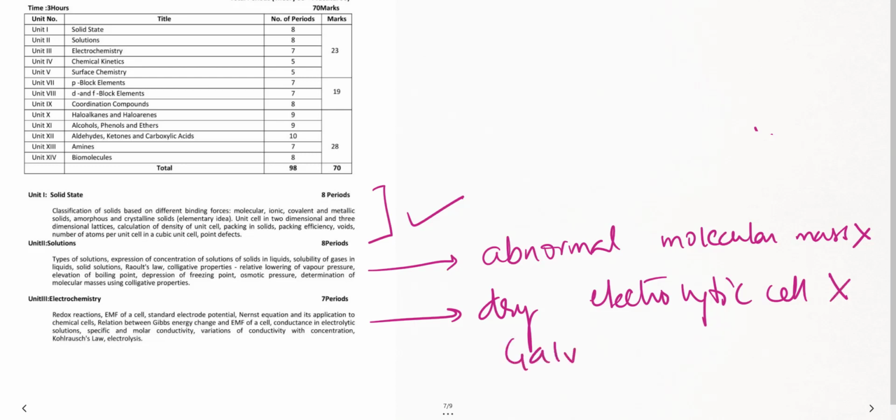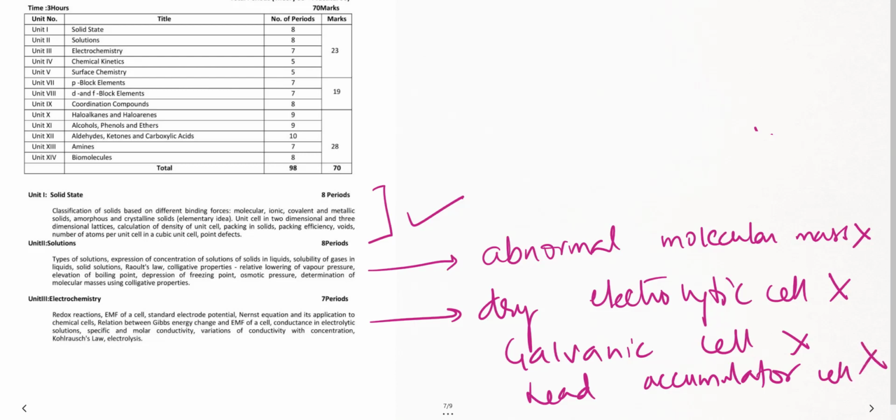Galvanic cell, this is not there. Then you don't have the lead accumulator cell, that is a secondary battery, which is also deleted. The accumulator cell is also not there this year. Right, students? Okay. Now let us know the next one.